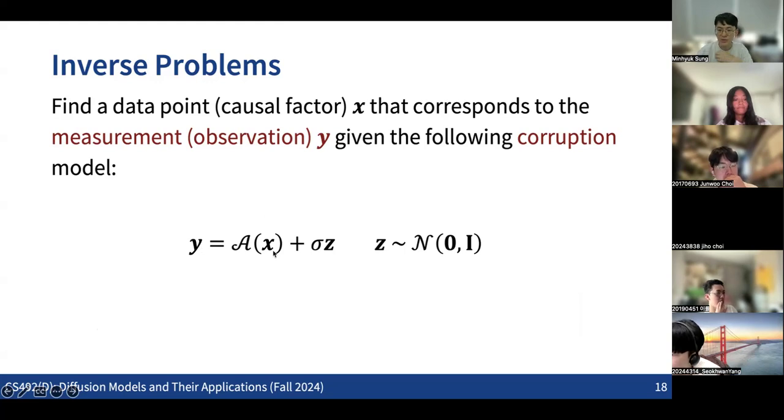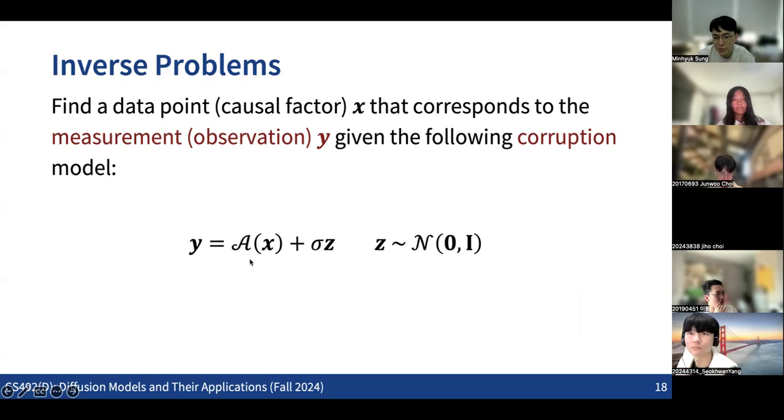And the only thing that we know is that y can be computed by applying some operation, which is the function A here. So we are seeing x, which is the data point that we want to see, through the angle of the function A. But the only information that we have is not x, but y. And also there can be some corruption in the measurement, which is adding some Gaussian noise z here. So given y, and when we do not know the information about z here, how can we recover the original causal factor x?